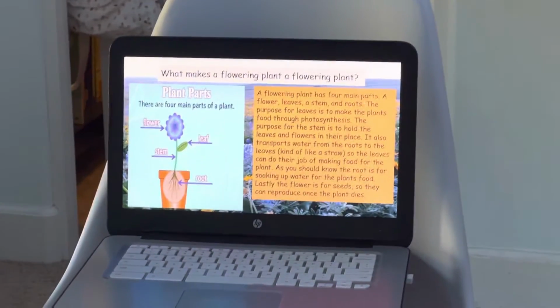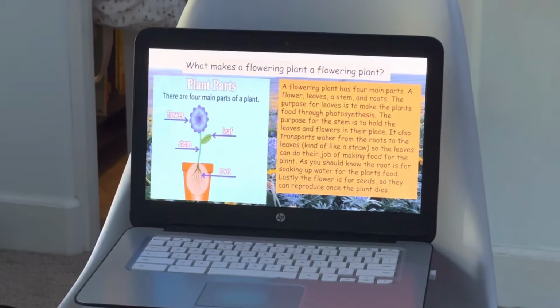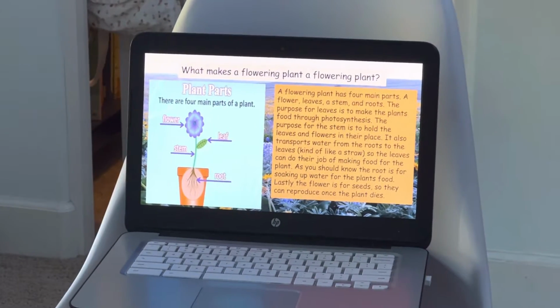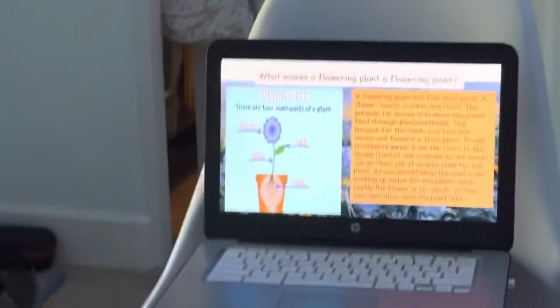What makes a flowering plant a flowering plant? A flowering plant has four main parts: a flower, leaves, a stem, and the roots.